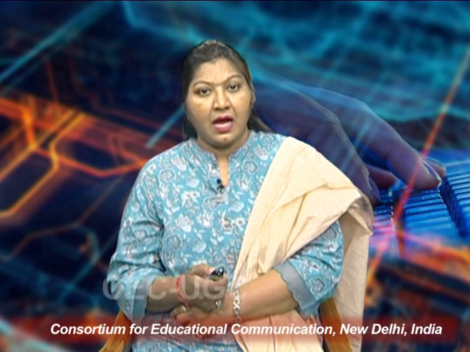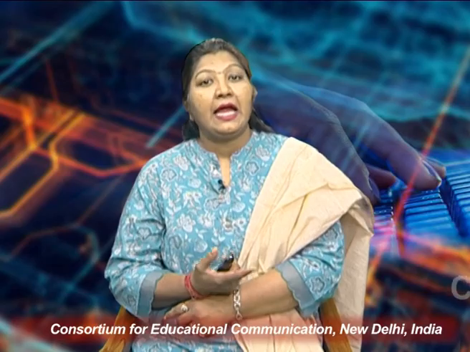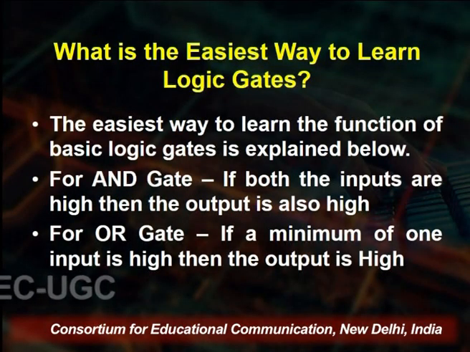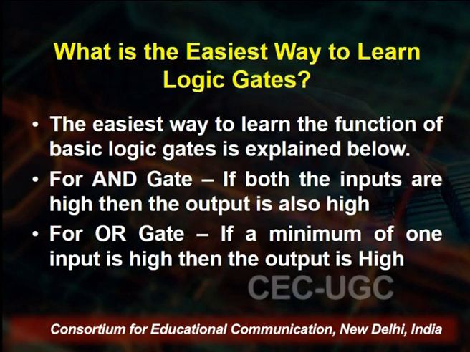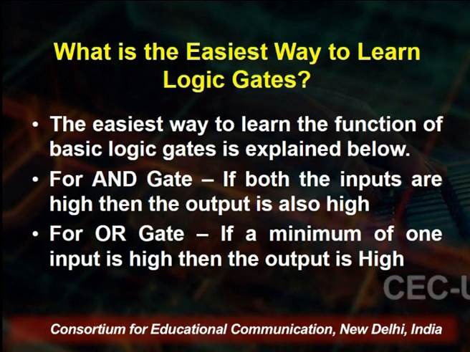Now, what is the essential way to learn logic gates? How can we easily learn which logic gate to use, and which input and output we can get? There are some functions we have to learn that we can easily define, like this AND gate gives this output, this OR gate gives this output. For the AND gate, if both the inputs are high, then the output is also high, as we saw in the truth table.